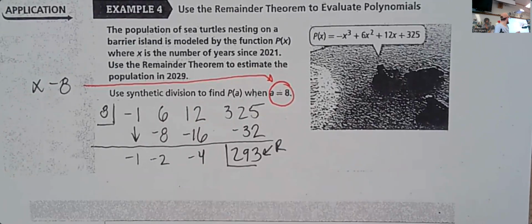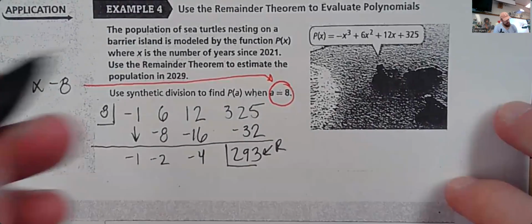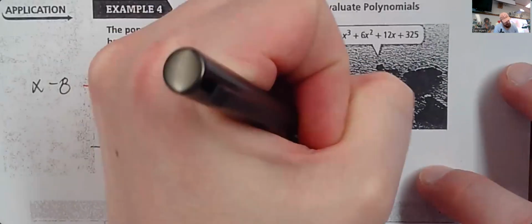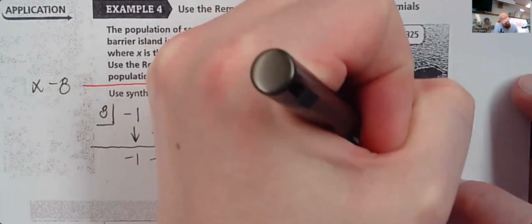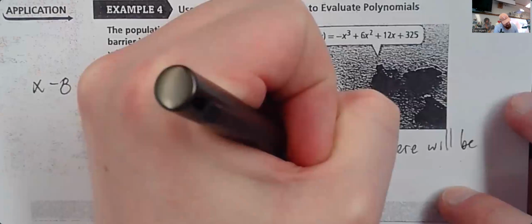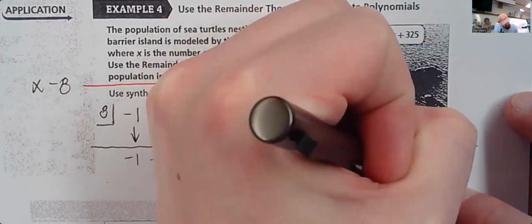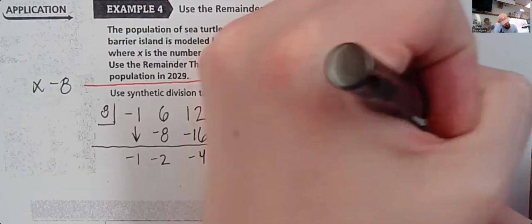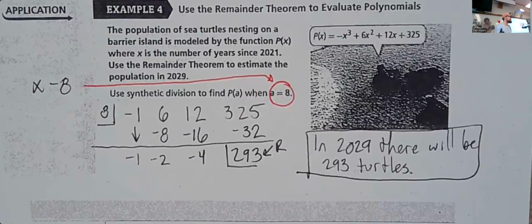293. So in 2029, there will be 293 turtles. That's our answer.